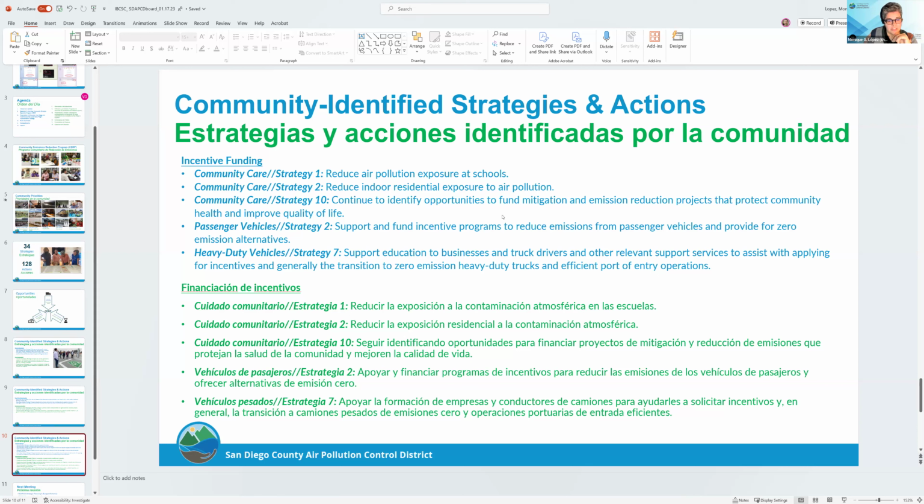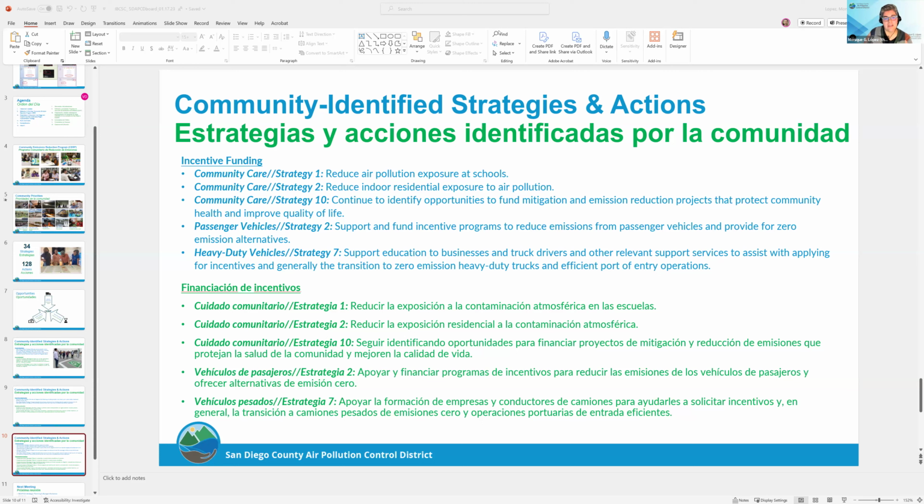This strategy 10, community strategy 10, is the strategy that Domingo was talking about a bit earlier. It is looking at coming up with a list of community projects, so that if there is a settlement and mitigation needs to happen, APCD can direct that funding towards those types of community projects. So there's another opportunity that we can continue to develop on an ongoing basis, but that we could do actually quite quickly, looking at what's in the SERP already, but also adding to that list as well.